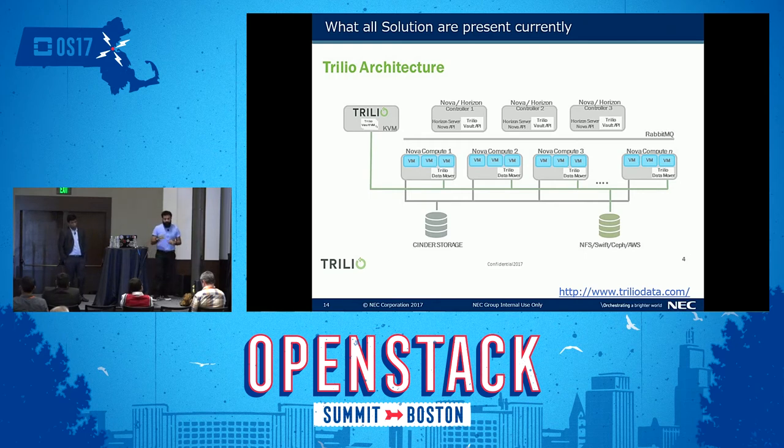So what happens when you trigger a backup or restore from Horizon? It goes to the Trilio Vault, and it triggers the Data Mover on the compute node to get the backup of those VMs, and then they do the backup on their selected storage, like NFS, Swift, or Ceph, or AWS, whatever it is. So that's how it works. There's no agent on the VM, or any other complexity.